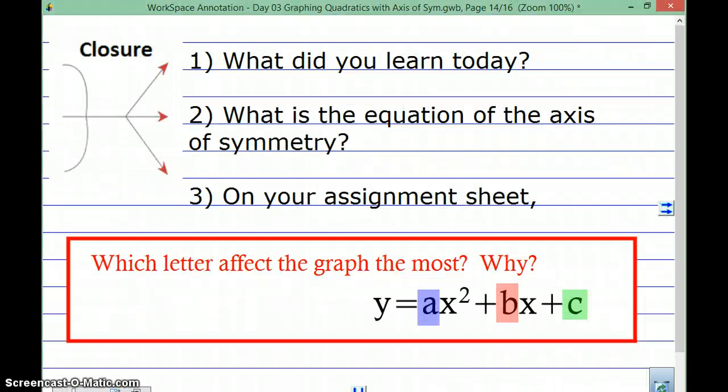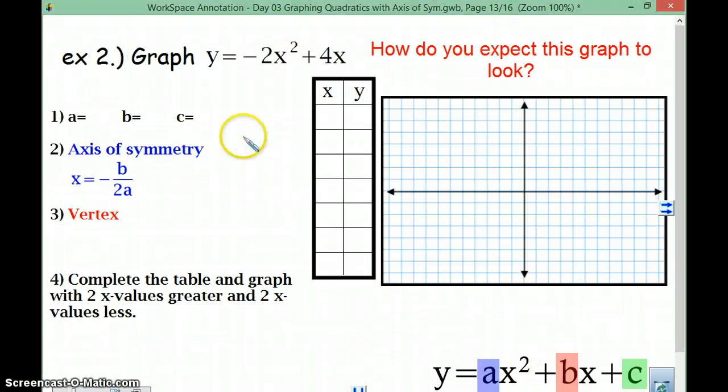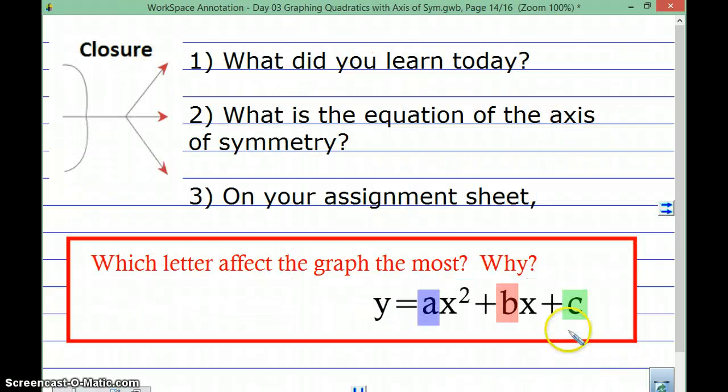All right, let's jump to our closure. Let's actually just take a look at this one first. What's your A? A is negative 2. What's your B? 4. What's your C? It's 0. You can't see it, but it's there, plus 0. You can go ahead and solve that one and graph that one now.